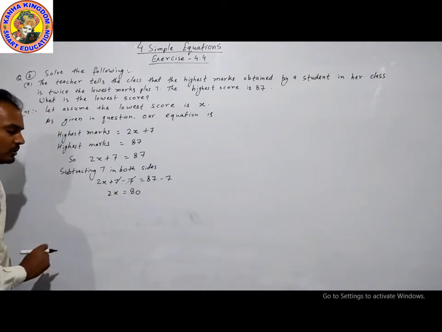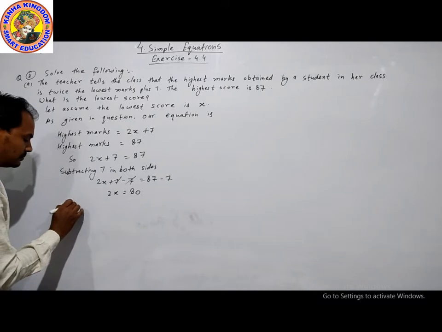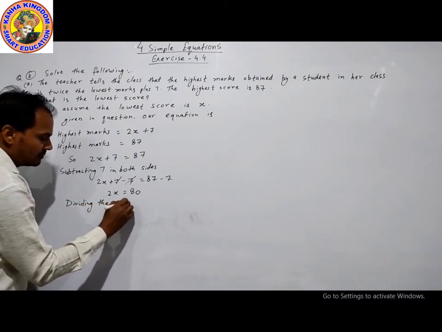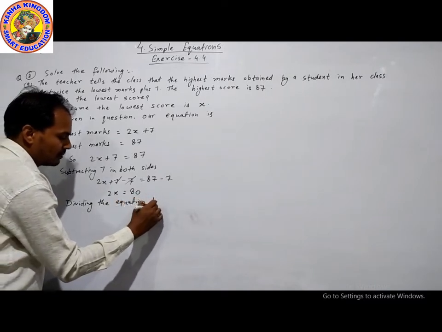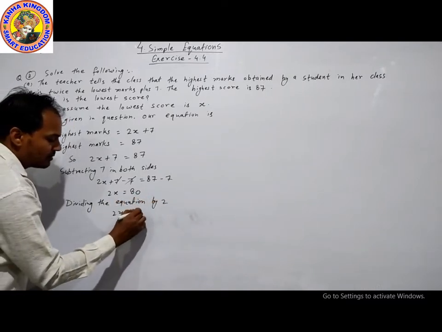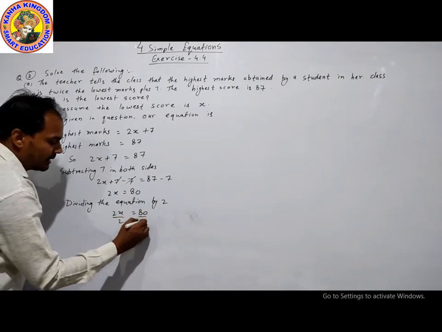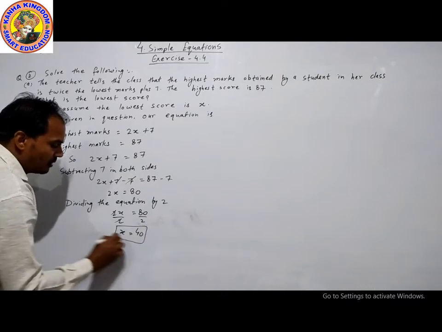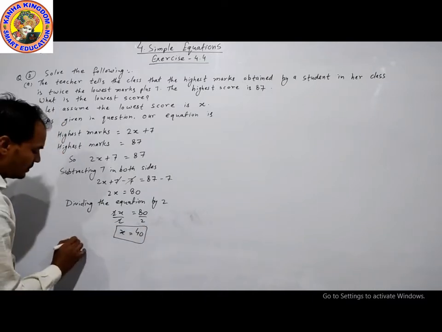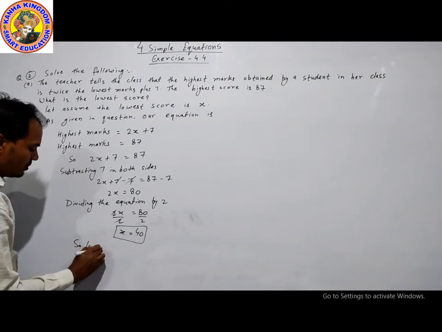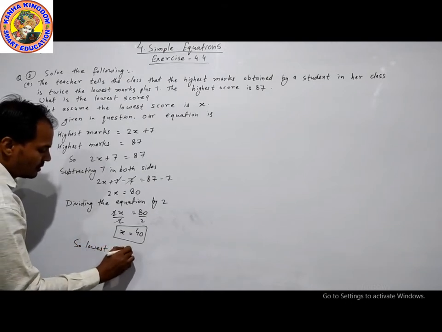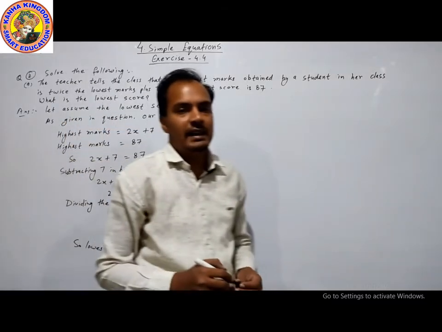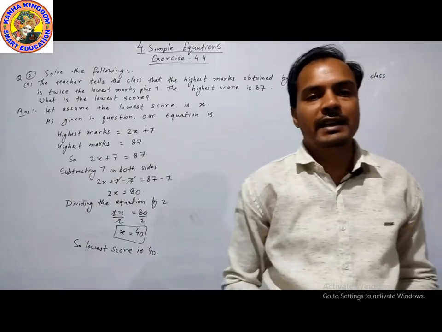Here x is multiplied by 2, so we will divide by 2. Dividing the equation by 2, the equation is 2x is equal to 80. Now we will divide by 2. 2 and 2 cancel. x is equal to 40. The lowest score is 40. You can take a screenshot of this. We will move to our next part.